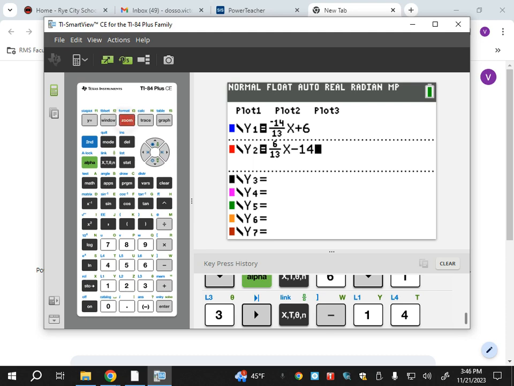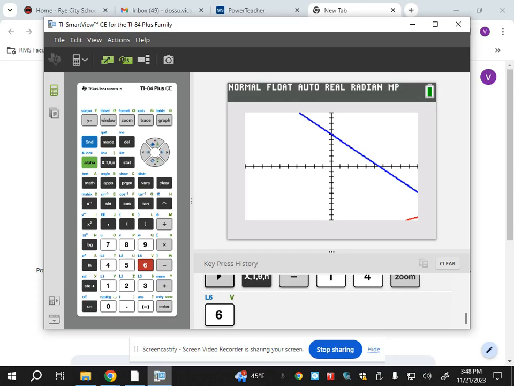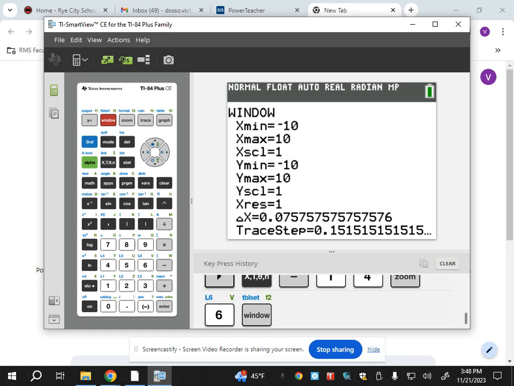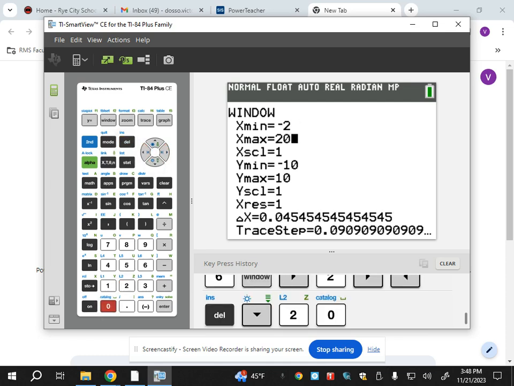Okay, so like always, we're going to graph, we're going to do zoom 6. So when you push zoom 6, you can see we see pieces of our lines, but we can't see the point of intersection. So we need to change our window. I know that point of intersection is going to be somewhere in quadrant 4, so I'm going to adjust my window to get there. So for quadrant 4, I'm going to make my x min because I don't need to see very far left. I'm just going to make it -2. So I've got -2. My x max, I want to see farther right. I'm going to make it 20.